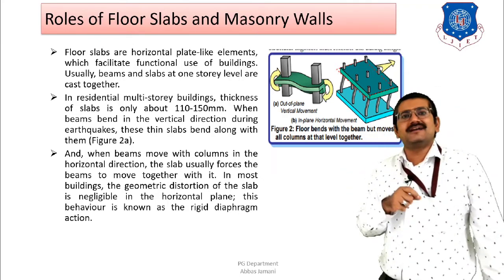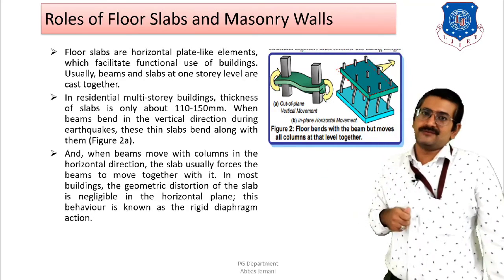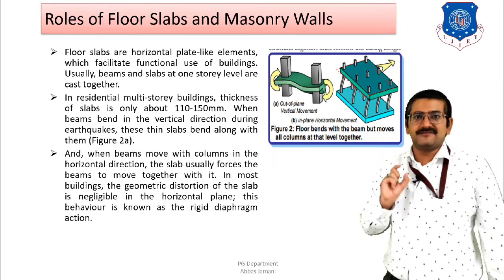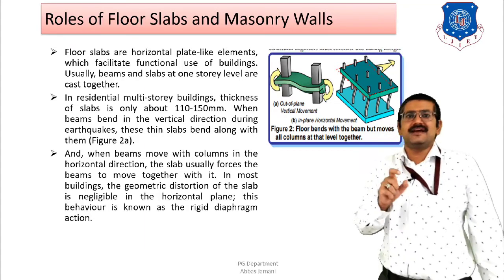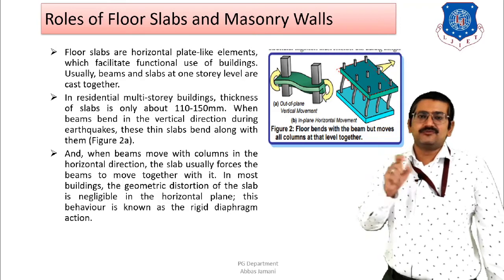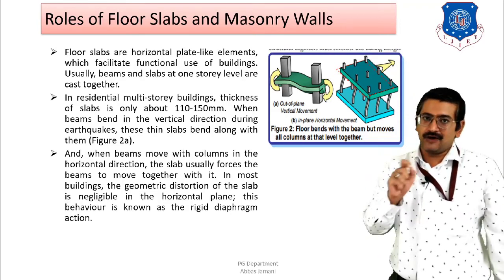Now this movement of the slab is known as out of plane movement. Why? Because it is acting along the direction of the cross section, which is the minor dimension. We are focusing on the major dimension. The major dimension is known as in-plane bending, and the movement along the minor dimension is known as out of plane bending or out of plane displacement.